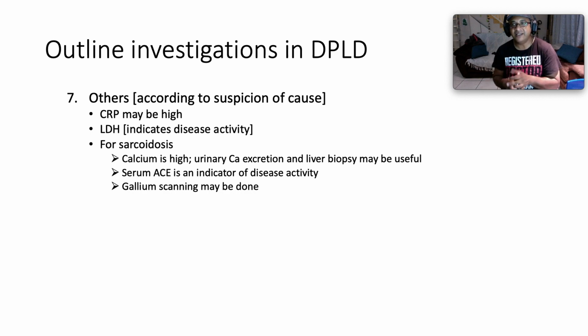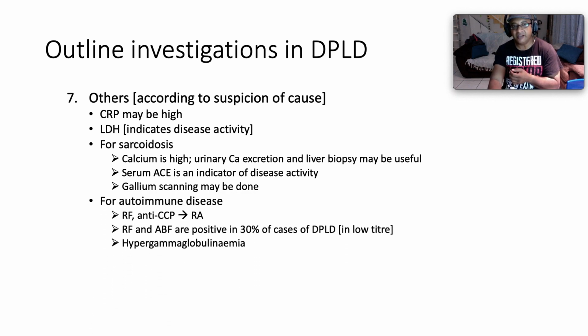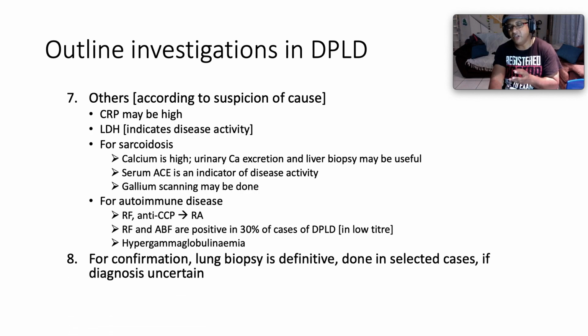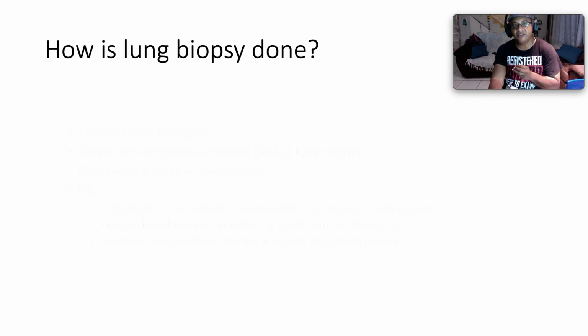For sarcoidosis, the other telltale things that you may look for: serum calcium is high, urine calcium excretion is high, and liver biopsy may be useful. Serum angiotensin converting enzyme is an indicator of disease activity, and gallium scanning may be done as well. For autoimmune disease, you're going to look for your autoimmune serology. So your rheumatoid factor and anti-cyclic citrullinated peptide, anti-CCP, for RA, which is rheumatoid arthritis, and ANA. Rheumatoid factor is actually positive in 30% of cases of diffuse parenchymal lung disease in low titer. And of course, hypergammaglobulinemia. For confirmation, lung biopsy is definitive, done in selective cases if your diagnosis is uncertain.